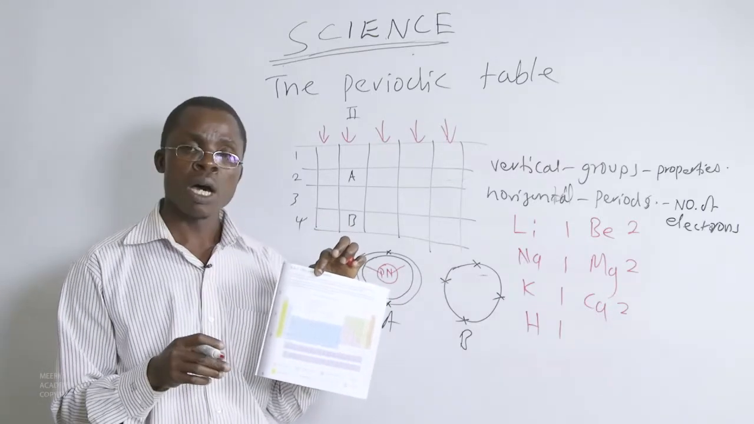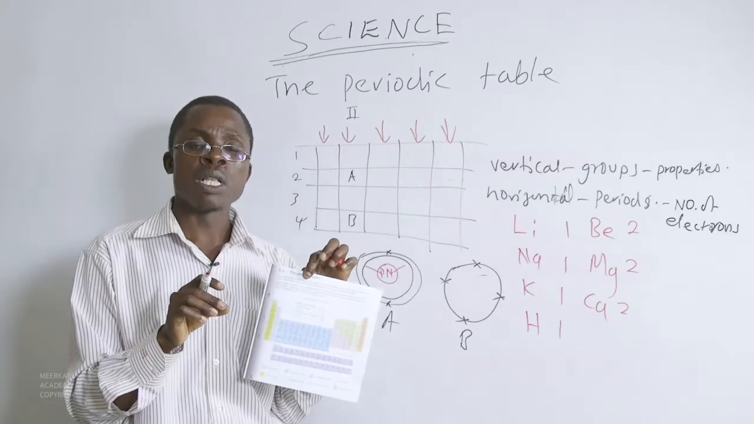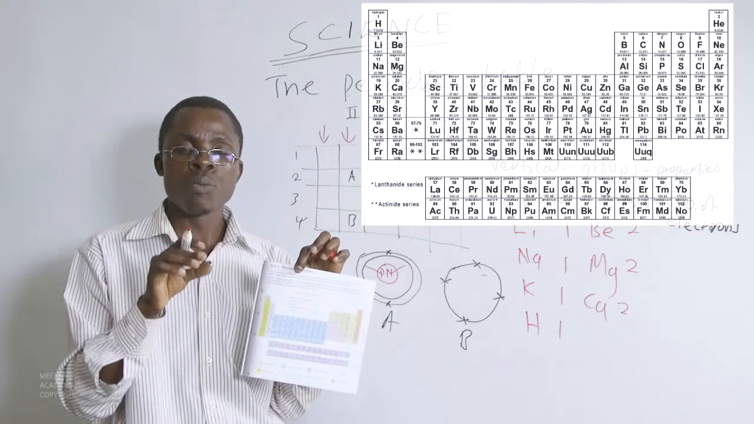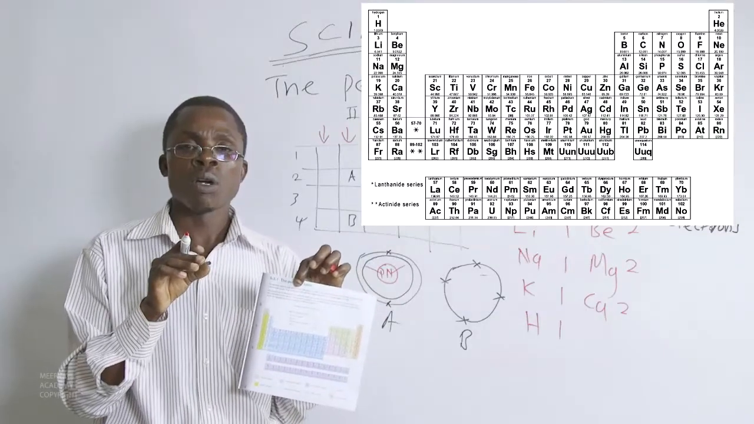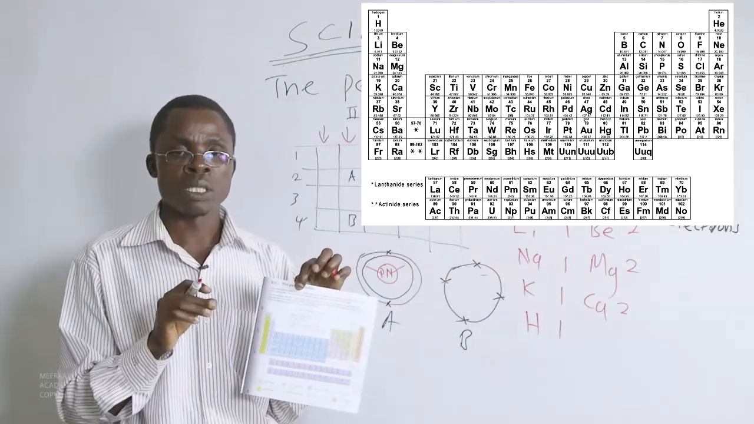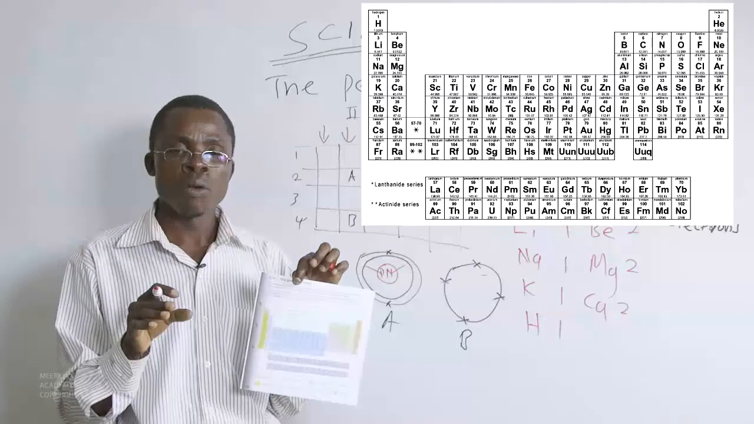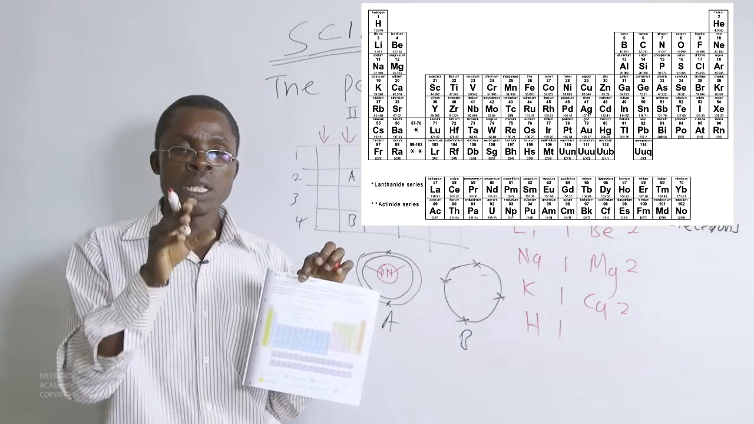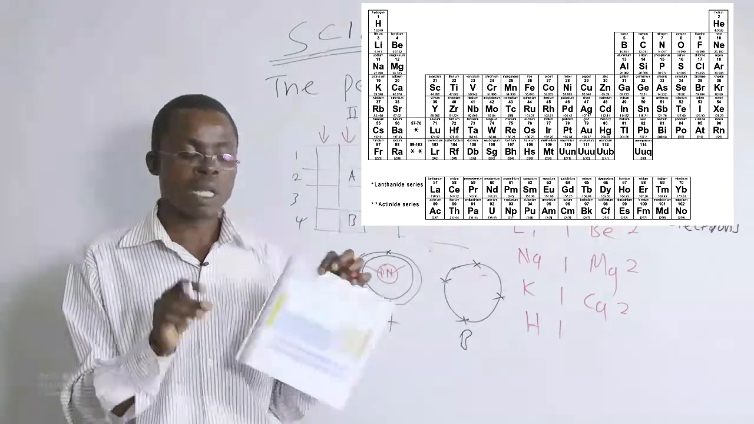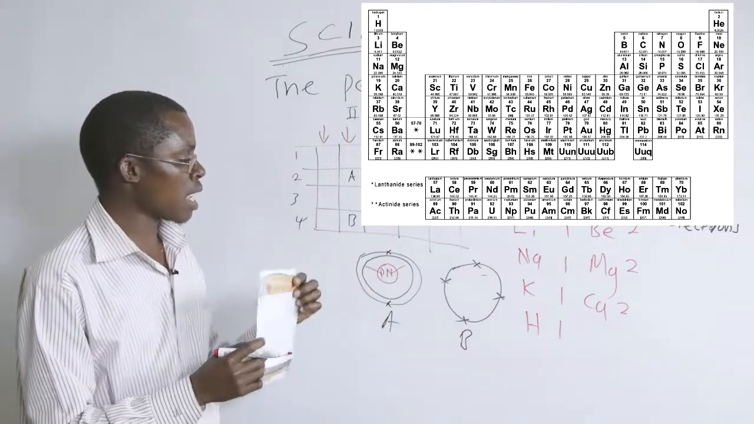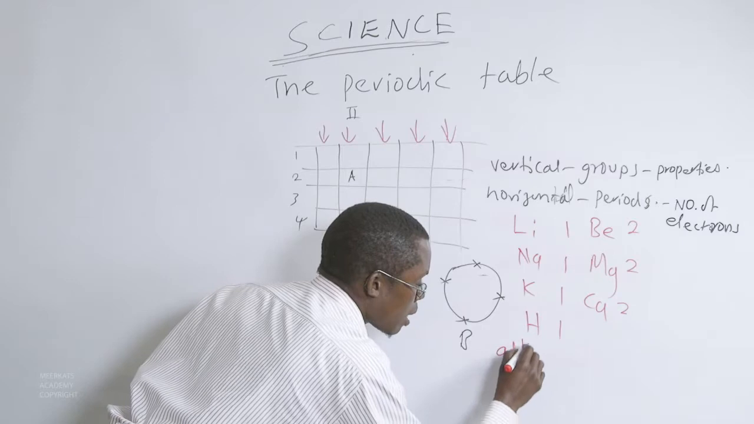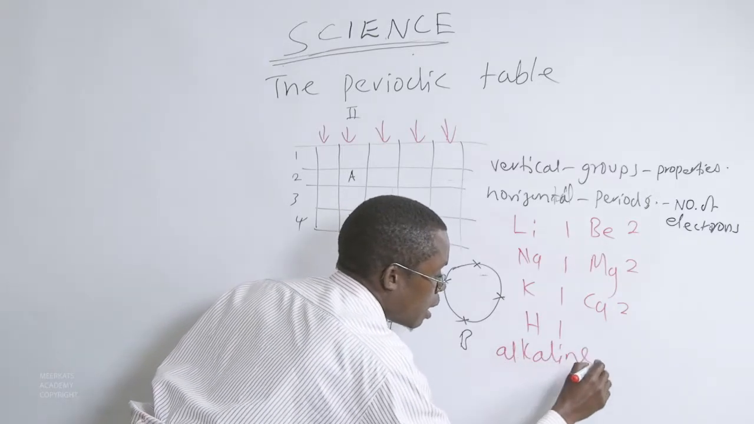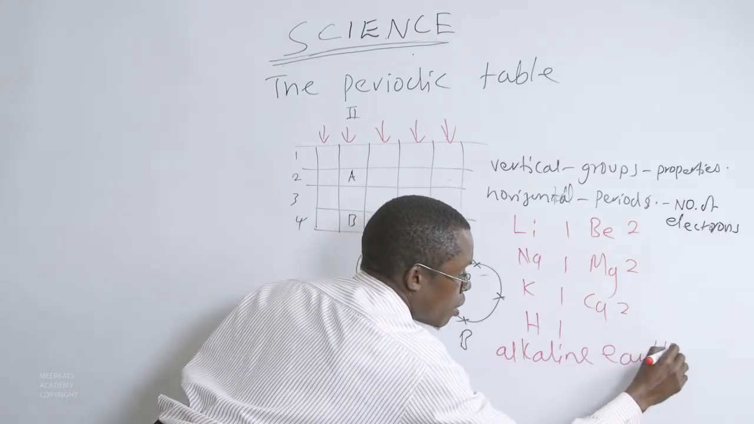Having that 2, and it is that 2 that makes them behave in the same way, to have the same chemical characteristics, chemical properties. Because of the same properties, they are put in the same group. And that group is called alkaline earth metals. Alkaline earth metals.